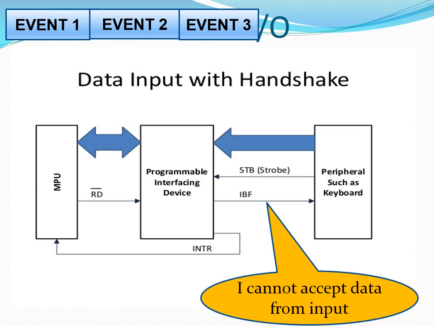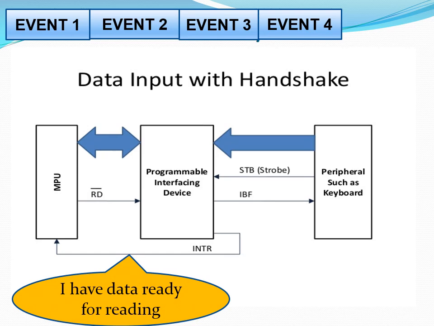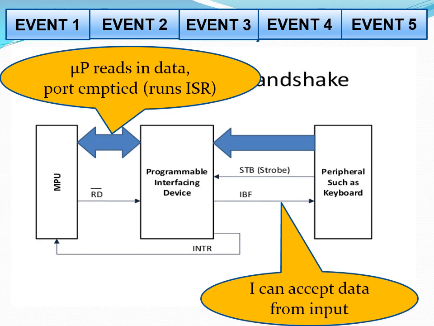Once the port has read in the data, it indicates that it is now full and therefore cannot accept new data through the input buffer full handshaking signal. The port then sends an interrupt to the microprocessor unit to indicate that it has data that it has read from the input device. The microprocessor responds by reading the data from the port. The port, once the data has been read from it, indicates to the input device through the input buffer full signal that it can now accept new data.